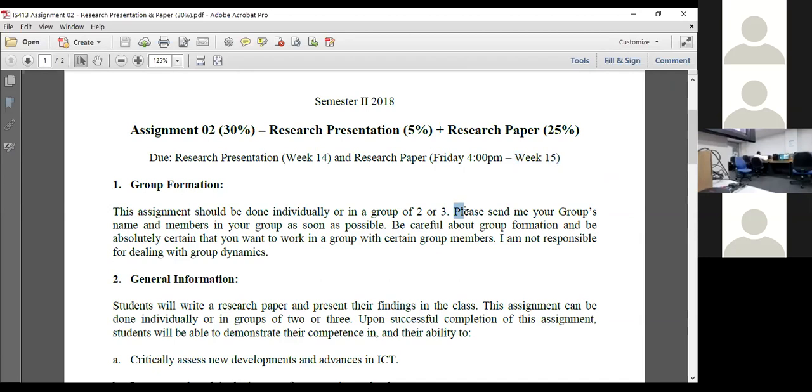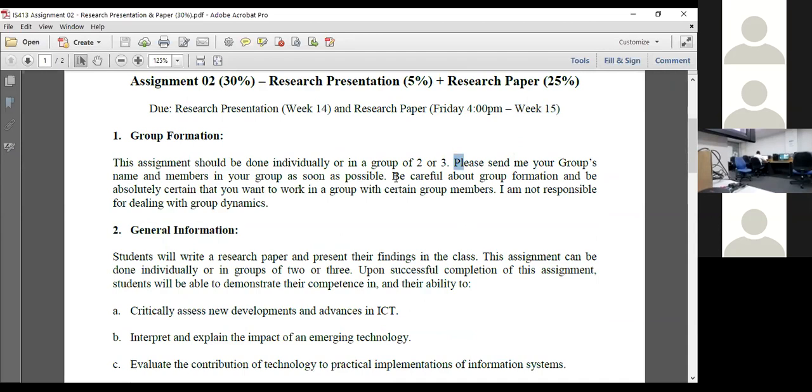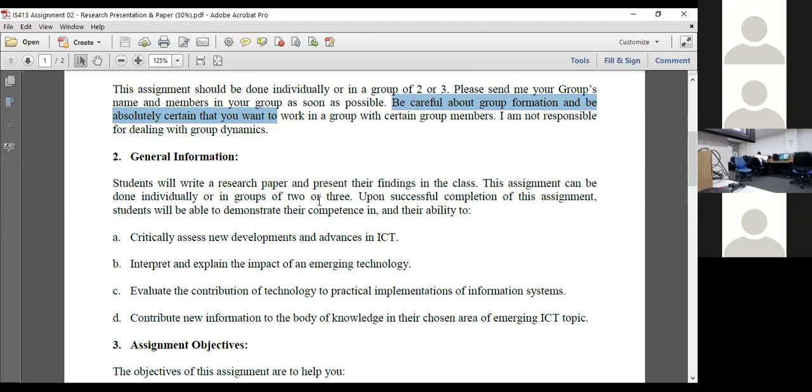Your research presentation will be based on the research paper that you write. Okay? You are all postgraduate students. I do not have to tell you about group dynamics, teamwork, and all those things. So we'll cut that out.